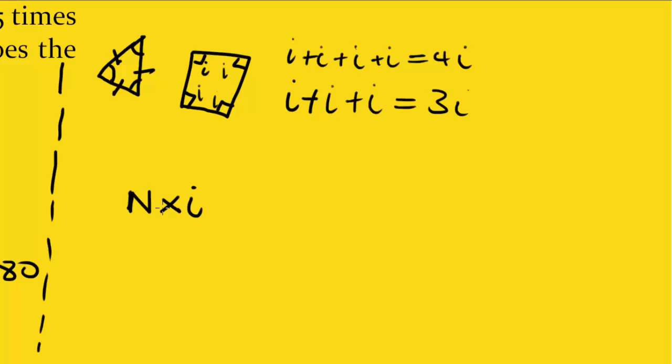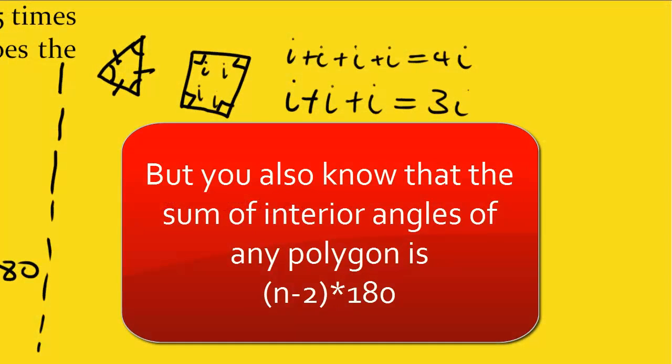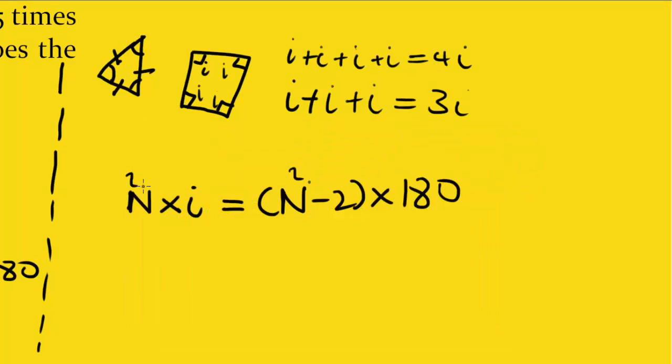You have n I's because you have n interior angles. So the sum of the angles is n times I. Take time to think about it, but this is what we have. So the sum of interior angles is n times I, and that's equal to the number of sides minus 2 times 180. So we don't know n, and we don't know I. But if we could determine I, we can then solve for n in this equation.